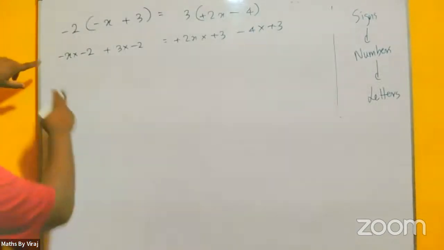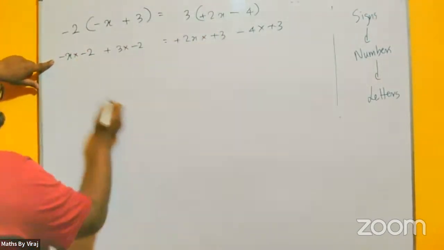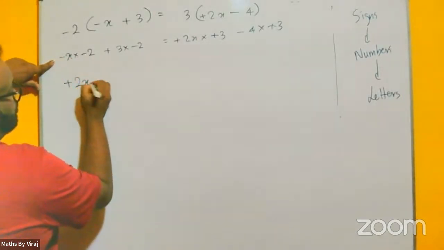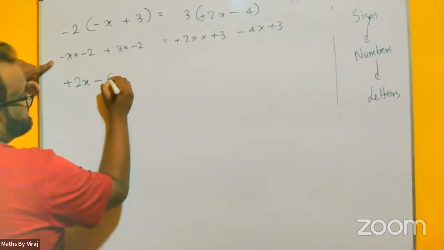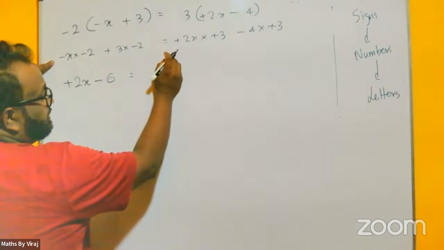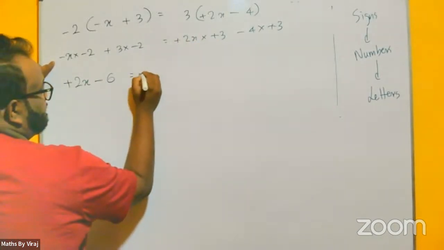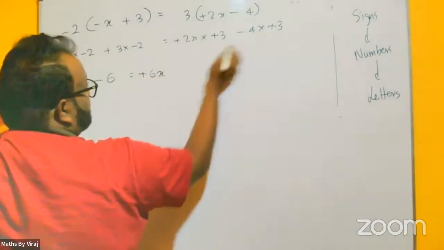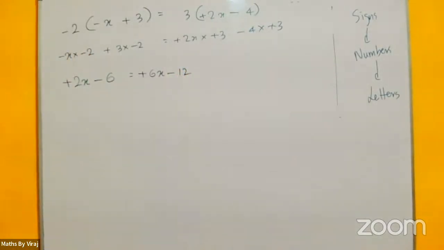Let's see. Minus into minus. Again, we go with the signs, numbers, letters. Minus into minus, plus. x into 2, 2x. Plus into minus, minus. 3 into 2, 6. Now only we are calculating the final value for each expression. Plus into plus, plus. 2 into 3, 6x. Minus into plus, minus. 4 into 3, 12.